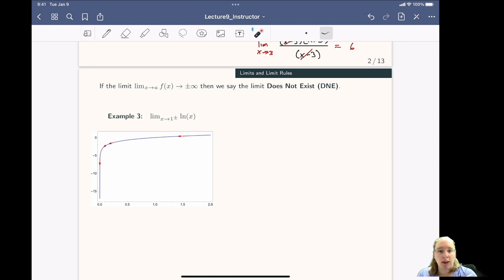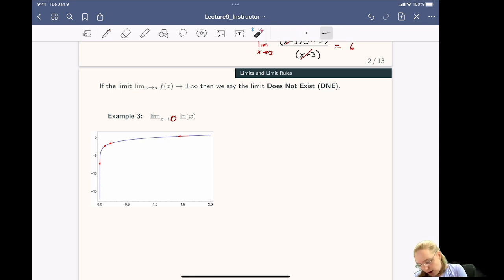Remember that the logarithm can only be evaluated for values of x that are greater than 0. So there's actually a typo in this slide. There should be a 0 here. So as we get closer and closer to 0, what happens to the natural log of x? We can't ever get to 0 because we can only plug in positive values, but what happens as we get closer and closer to it?